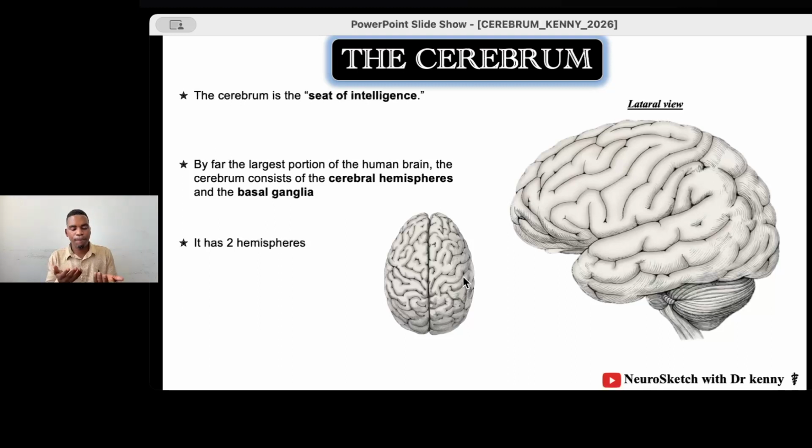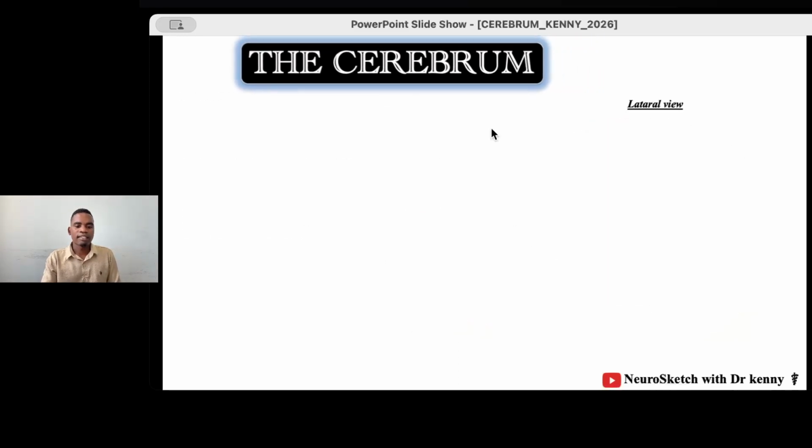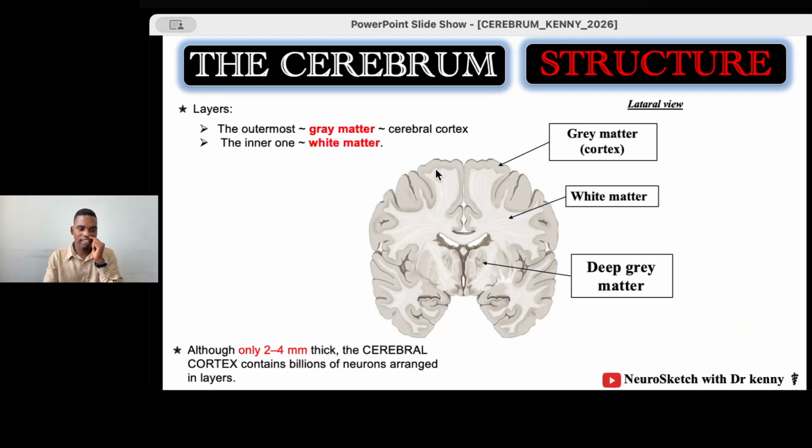It is also composed of deep nuclei, which are called the basal ganglia. We're going to discuss them in a little more detail. Okay, so let's see the structure of the cerebrum. The cerebrum has got two layers: the outer layer, which is the layer of gray matter, and the inner layer, which is the layer of white matter.